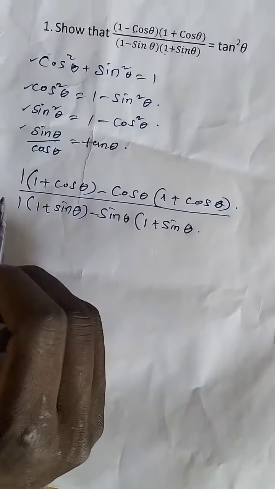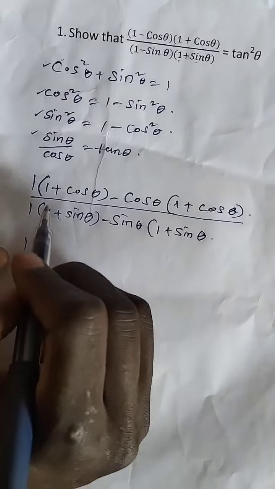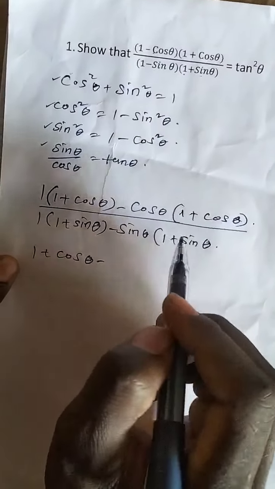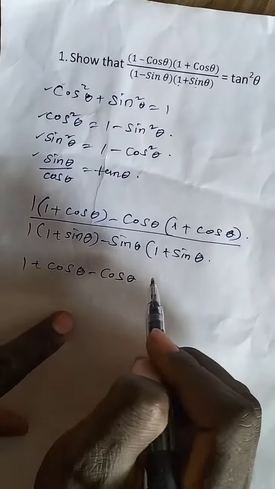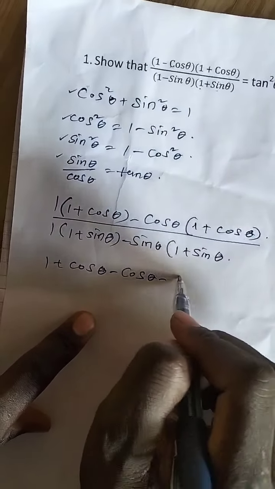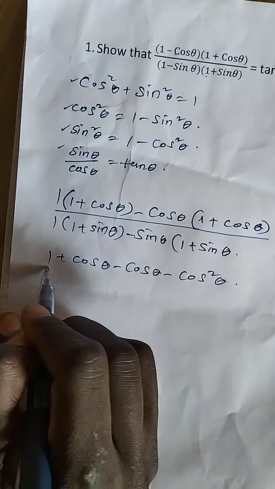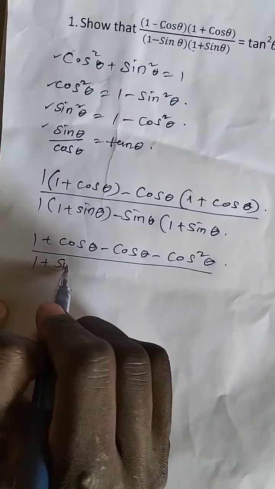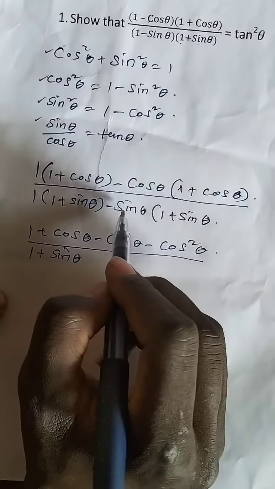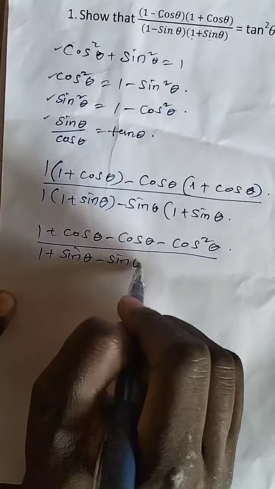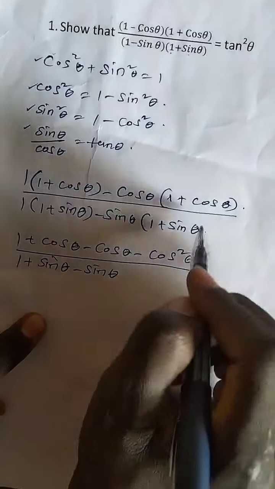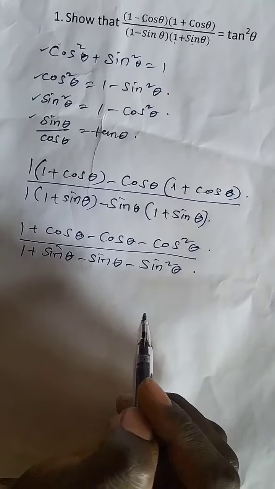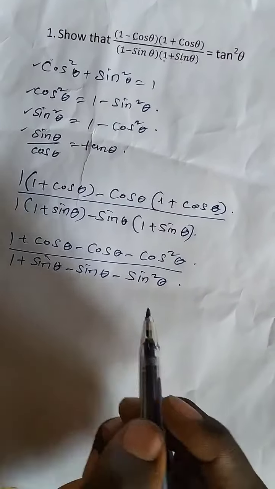Then after that we open our brackets. So this is 1 times 1, we get 1. 1 times cosine of theta, we get cos theta, minus cosine of theta times 1, we get minus cos theta, minus cos theta times cos theta, we get minus cosine squared theta, divided by, so this is 1 times 1, we get 1, 1 times sine theta, we get sine theta, then minus sine theta times 1, we get minus sine theta, minus sine theta times sine theta, we get minus sine squared theta.